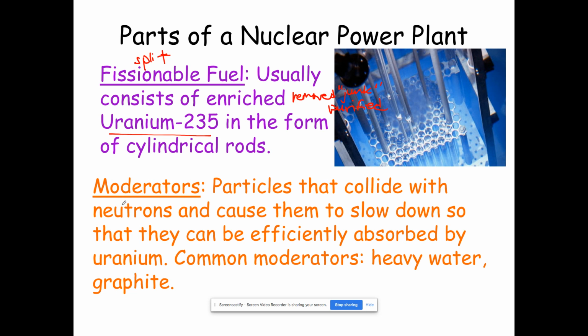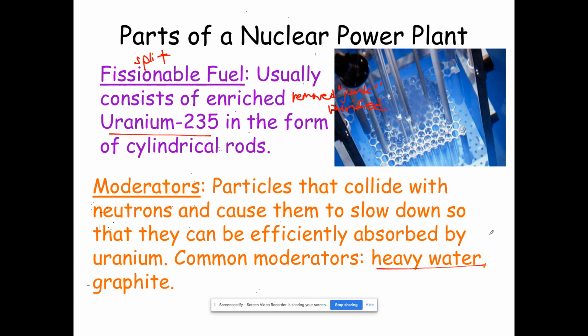Moderator, use your context clues. If you are a moderator, you help keep things moving smoothly, kind of slow it down. These are particles that will collide with your neutrons. Because remember, in fission, you're splitting and neutrons are just blasting around like crazy. So these moderators are slowing down the flow of neutrons and helping them be more efficiently absorbed by the uranium. We have heavy water and graphite.